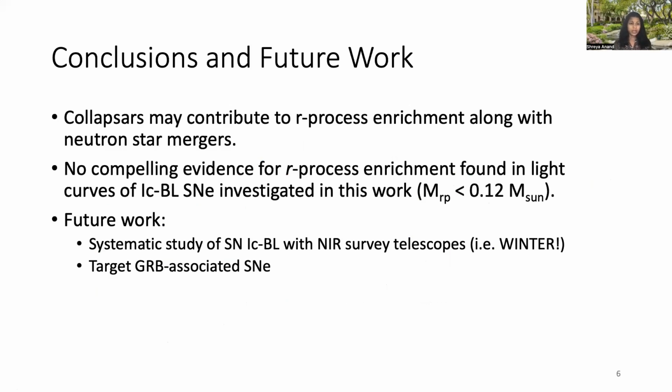So in conclusion, collapsars may contribute to r-process enrichment along with neutron star mergers. But in our work, we find no compelling evidence for r-process enrichment in these light curves. In future work, we propose to conduct systematic studies of Ic broad-line supernovae with near-infrared telescopes and specifically target these GRB associated supernovae to search for signatures of r-process nucleosynthesis. These studies will help address fundamental questions about the nature of heavy element nucleosynthesis in the universe.